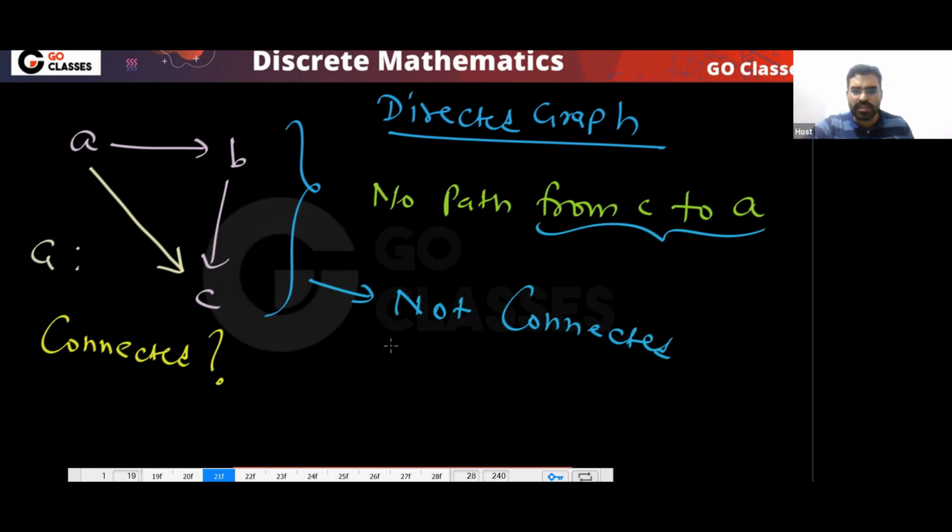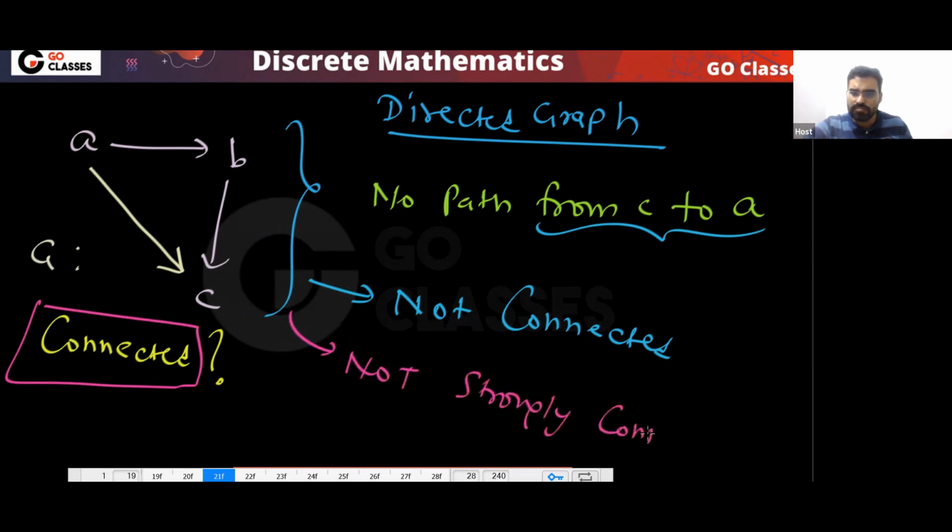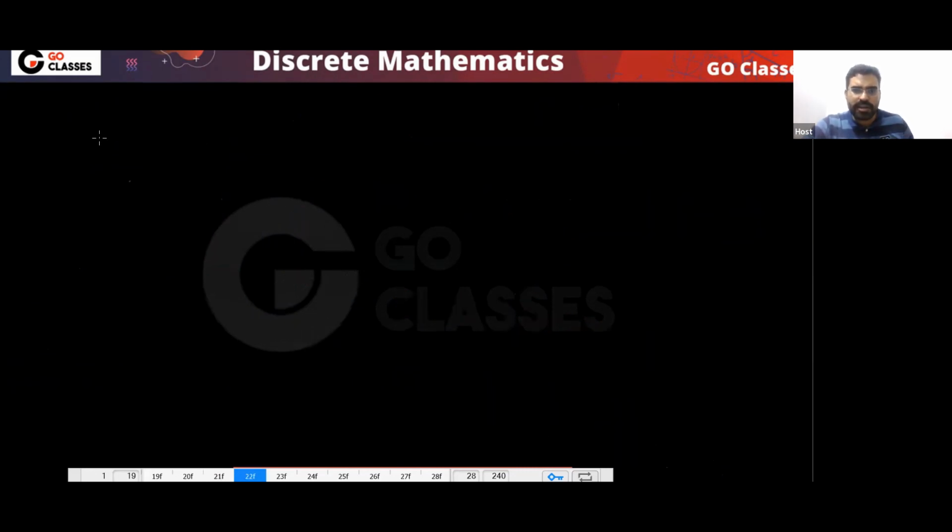Actually, let me tell you one more thing. For directed graphs, we don't use this word. We use the word strongly connected. But remember, by default, connected and strongly connected are the same thing for directed graphs.